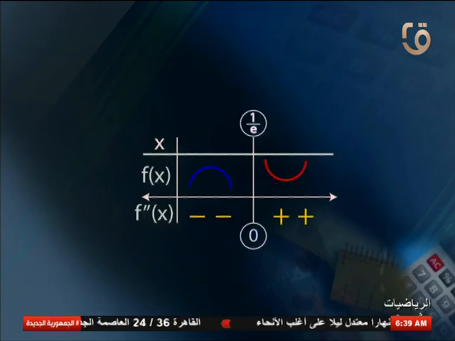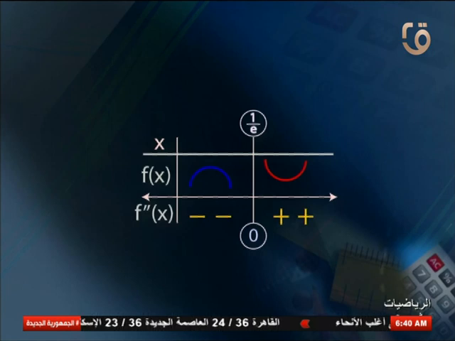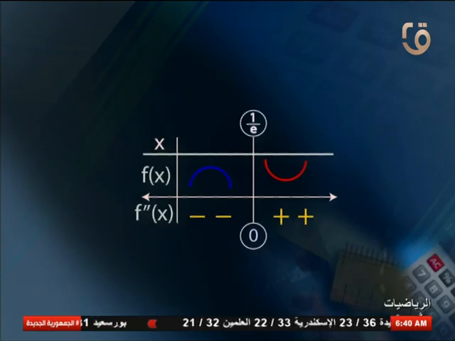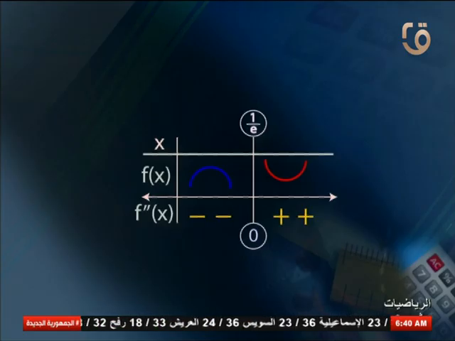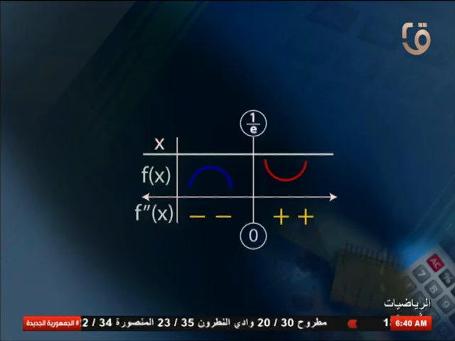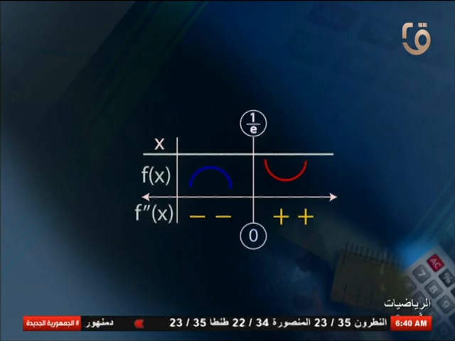F dash x, when x smaller than 1 over e, is negative. What you mean is max convex up. When x more than 1 over e, f dash of x is positive. What you mean? Convex down. The first convex up, second interval from 1 over e, open interval to infinity, convex down.